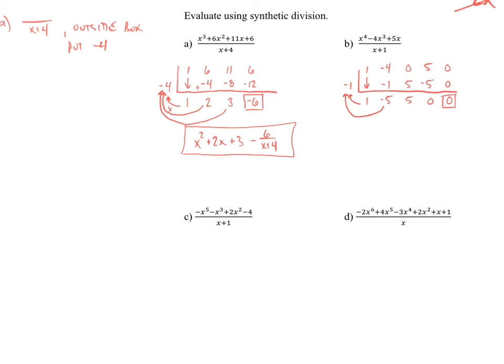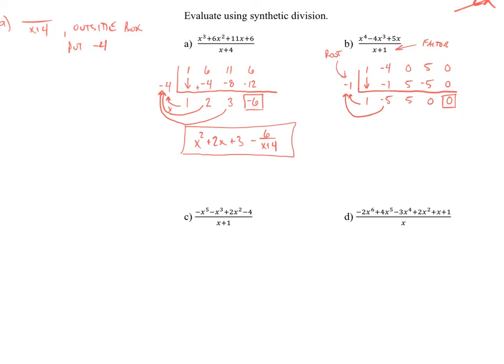So we've discovered something pretty interesting here. We don't have a remainder, which means x plus 1 is a factor. And it also means, because of that, negative 1 is a root. So we know that because we have a 0 remainder. But that's not what the question is asking. It's just saying to evaluate this.